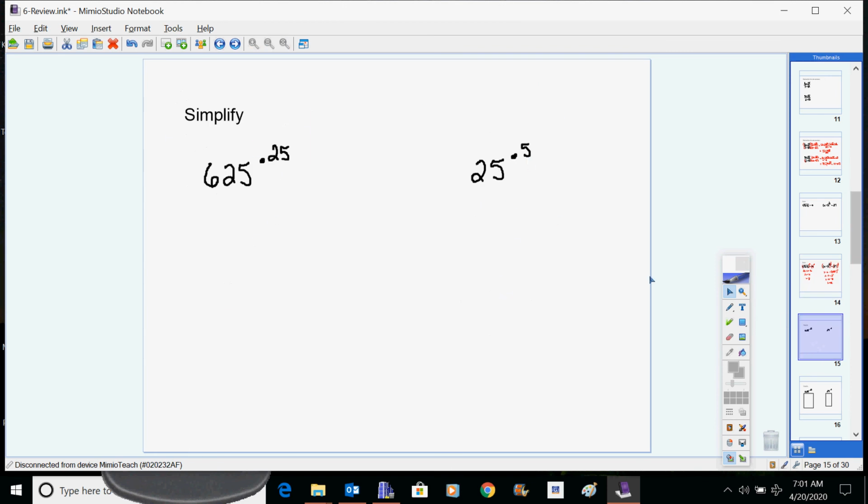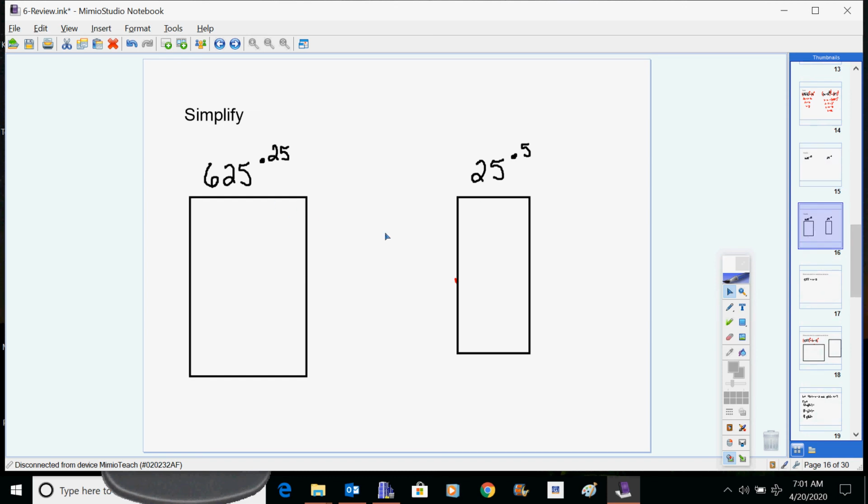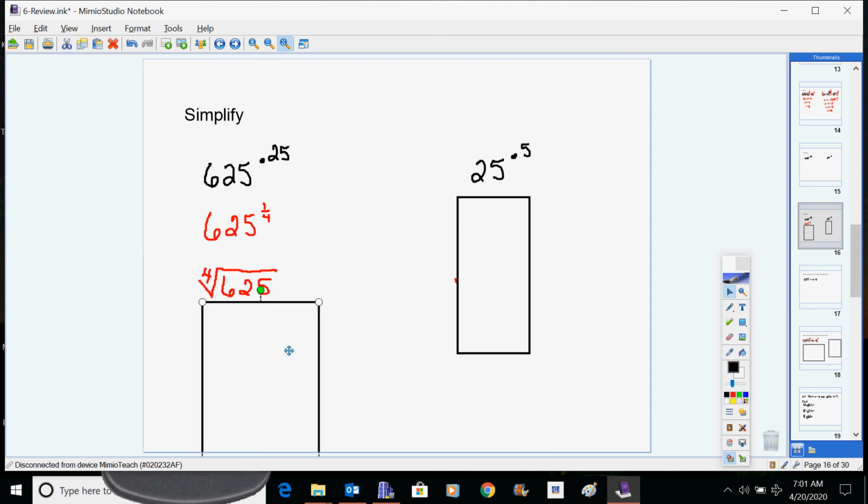Decimal exponents are better thought of as fraction exponents, especially if they're these nice simple ones. 0.25 is a quarter. 0.5 is a half. Okay, think money if that's tricky. So 625 to the 1/4 power. Remember, this is our root. We're taking the 4th root.